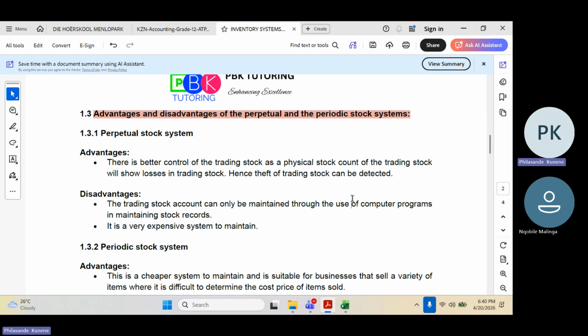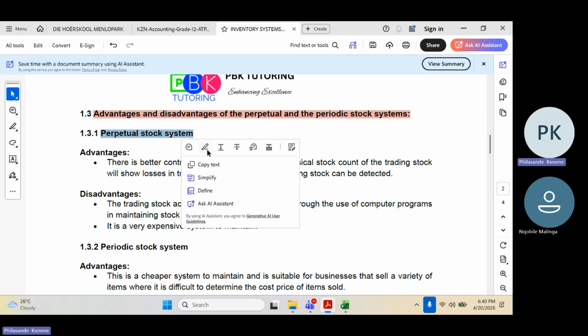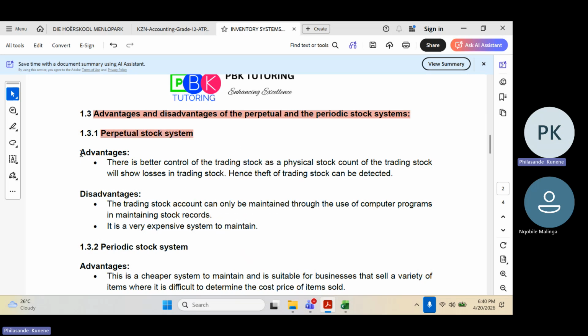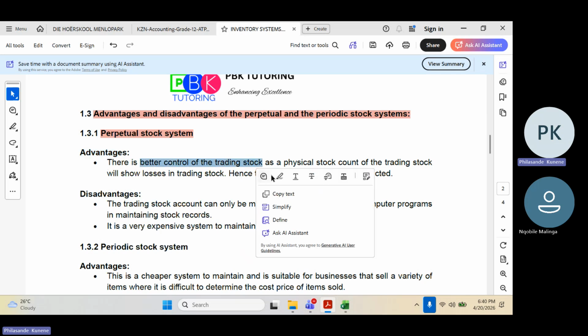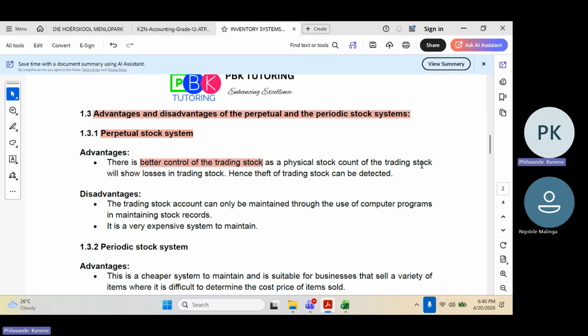But for the fact that you can control your inventory system very easily under perpetual, let's look at the advantages of the perpetual stock system. Number one, there is a better control of trading stock, as a physical stock count of the trading stock will show losses in trading stock. Hence, theft of trading stock can be detected easily. That is the biggest advantage of a perpetual inventory system. It is easy to detect stock theft.